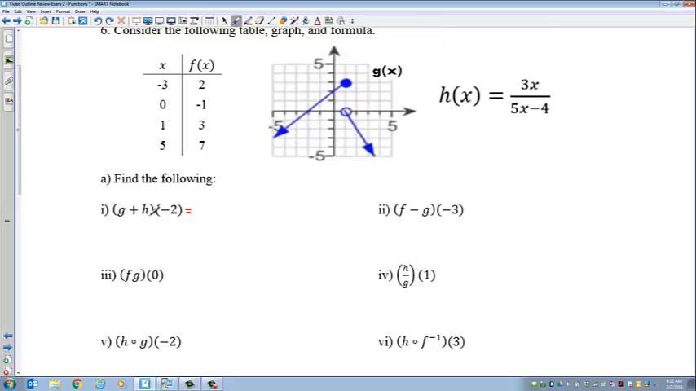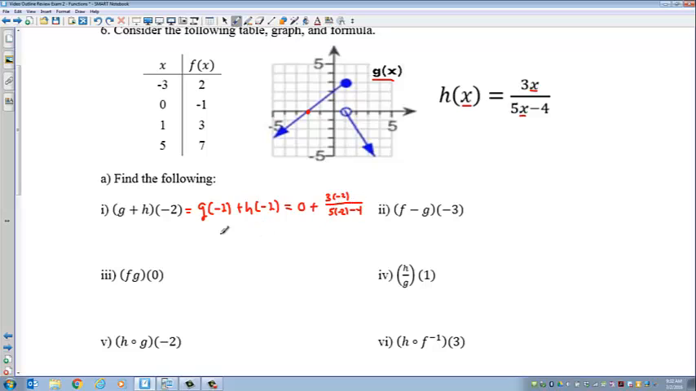So if you have g plus h of negative 2, what that really means is do g of negative 2 plus h of negative 2. And then we're going to use the tables and the graphs and the formula to figure these out. So this will be equal to g of negative 2, so here's g. And then you go negative 1, negative 2, so this is the height, which is no height, so this is 0. Plus, then h of negative 2, now you have a formula, so wherever you see an x, you're going to put a negative 2. So you have 3 times negative 2 divided by 5 times negative 2, and then minus 4.